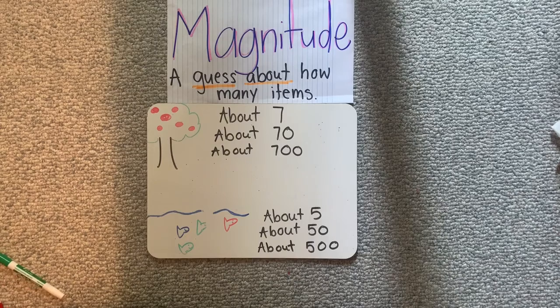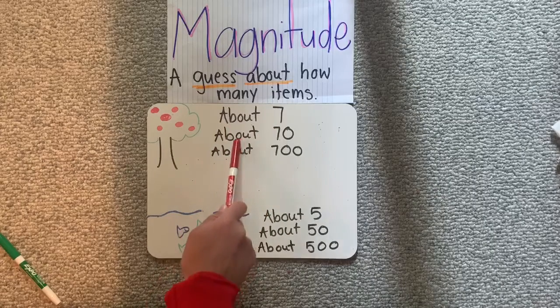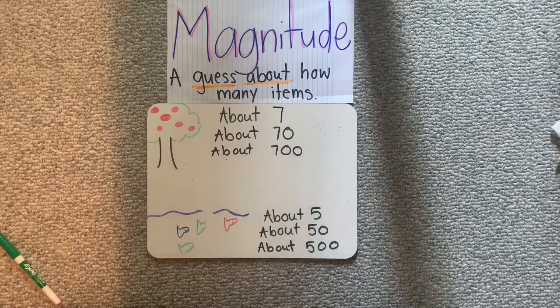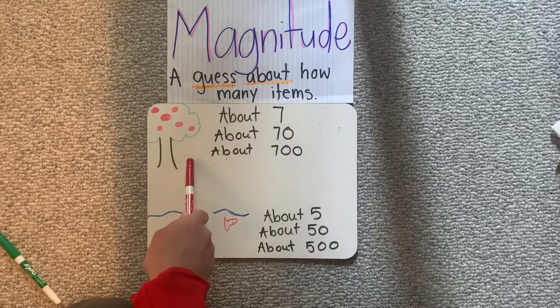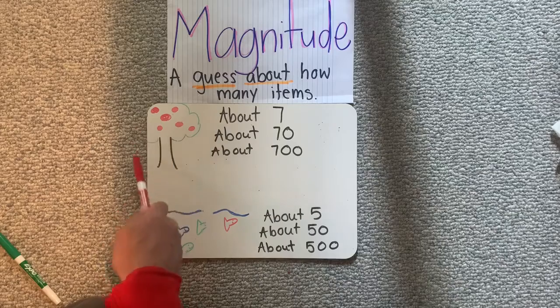So let's look at our answer choices. We have about 7, about 70, or about 700. I'm going to give you guys a few seconds to come up with your answer. About how many apples are on this tree? What is the magnitude of apples?